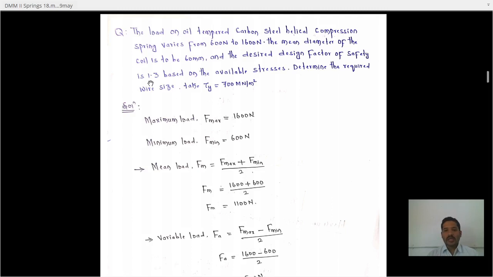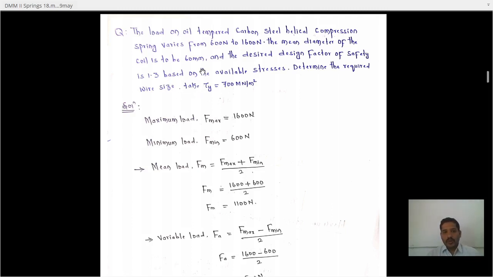So in this case, what do we need to determine? We need to determine the wire size in this problem. So let us take tau y, which is nothing but the yield stress. The yield shear stress is given as 700 mega Newton per meter square. Then how to solve this problem?